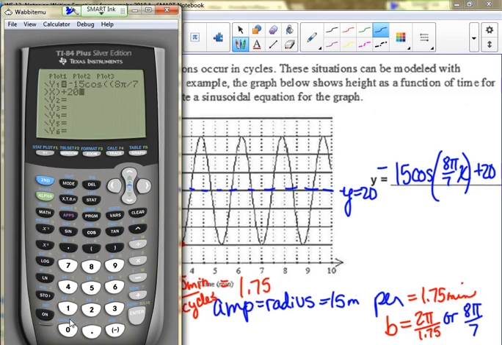So, all right, what kind of a window do I want? Look at the graph. What does the graph have for a window?